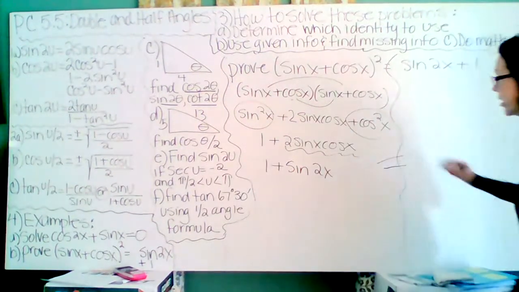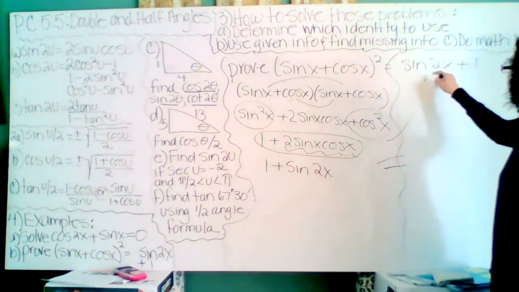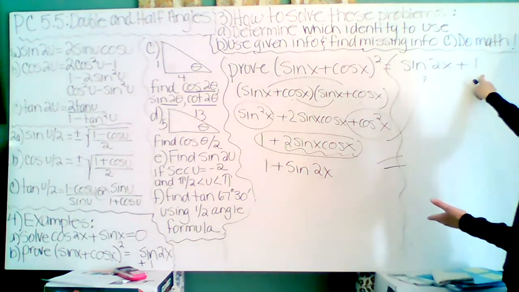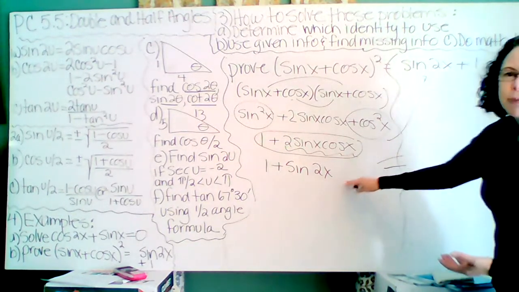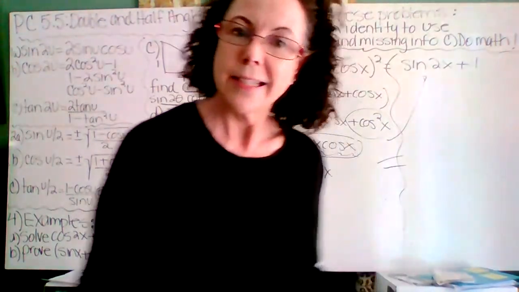You also could have kept this expression and then looked over here and said, hey, that's 2 sine of x cosine of x plus 1. You could have changed this side and proved that they were both equal. There, I feel better now that I did it right.